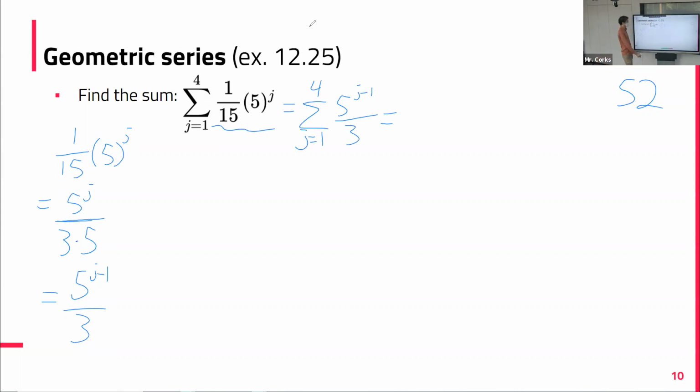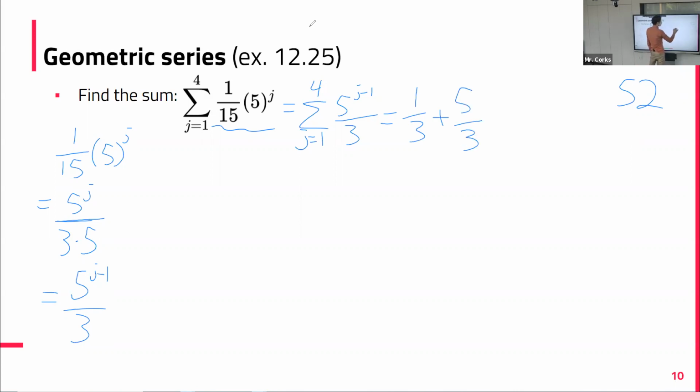what our terms are. So what is our first term? Just 1? This over 3 is going to have to be there somehow. 1 over 3. So 5 to the exponent j minus 1. So 5 to the exponent 0, that's 1. And then over 3 on the bottom. What's our next term?